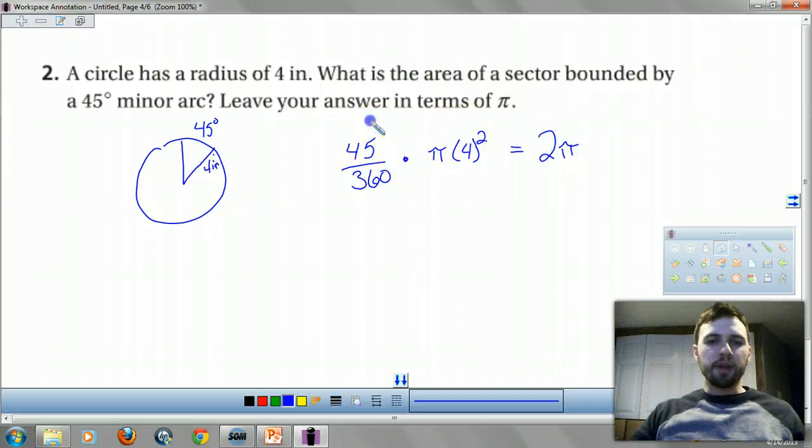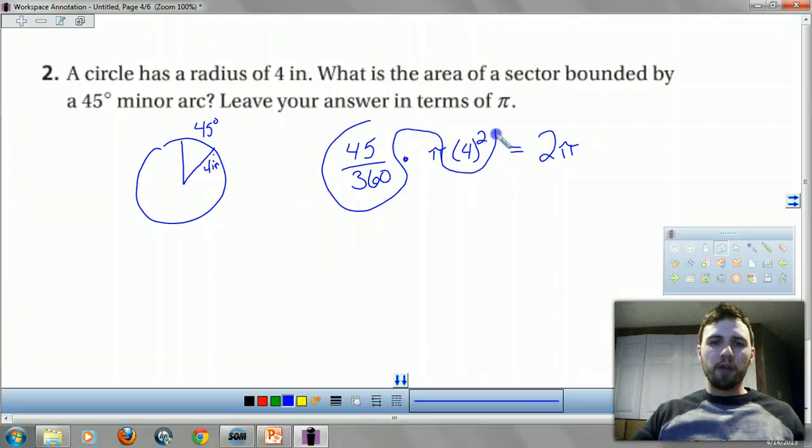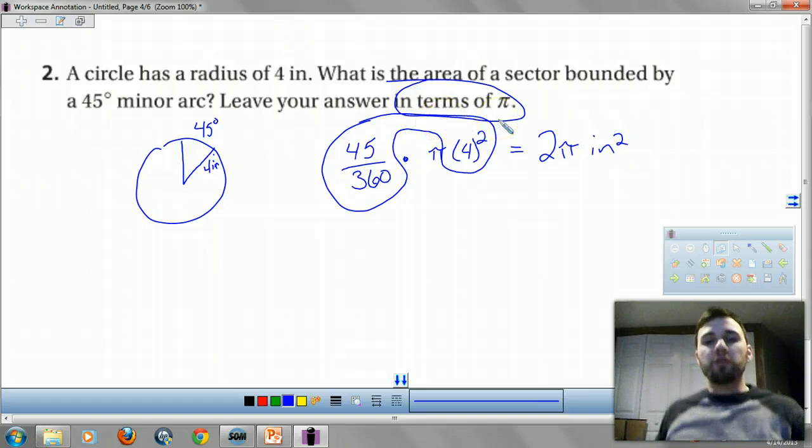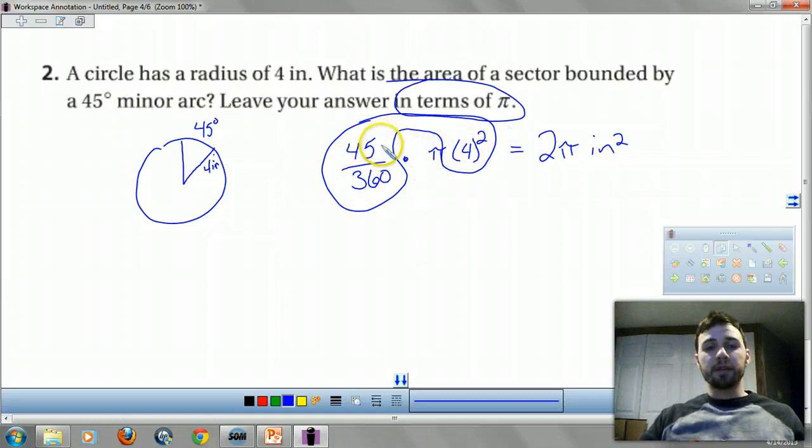Because what you do is you plug in all this stuff without pi, and then you just go 2 times pi. Inches squared. Leave in terms of pi. So 4 squared is 16. 16 times 45, 720. Divided by 360, 2.